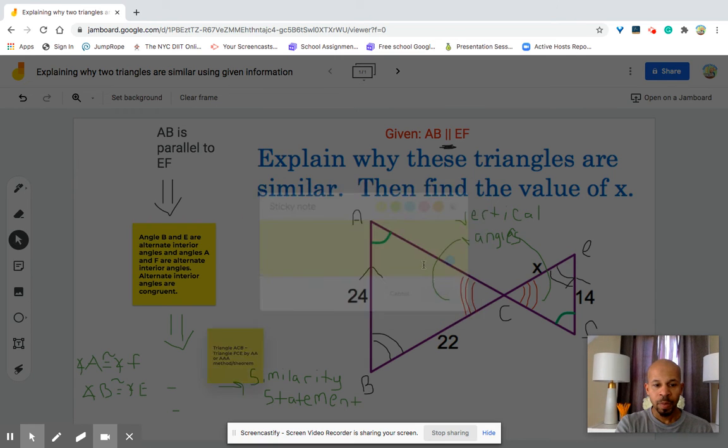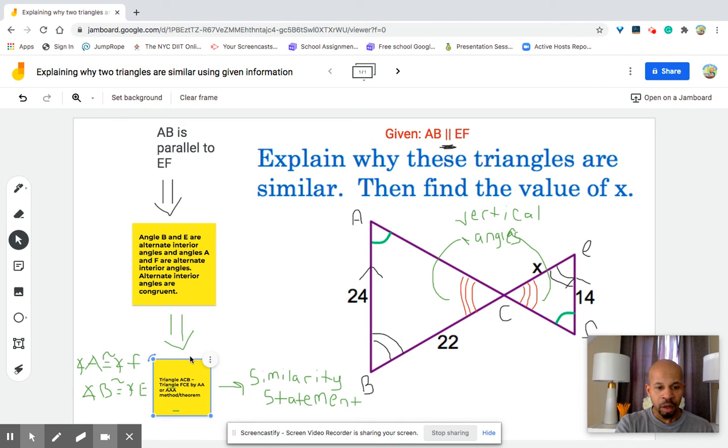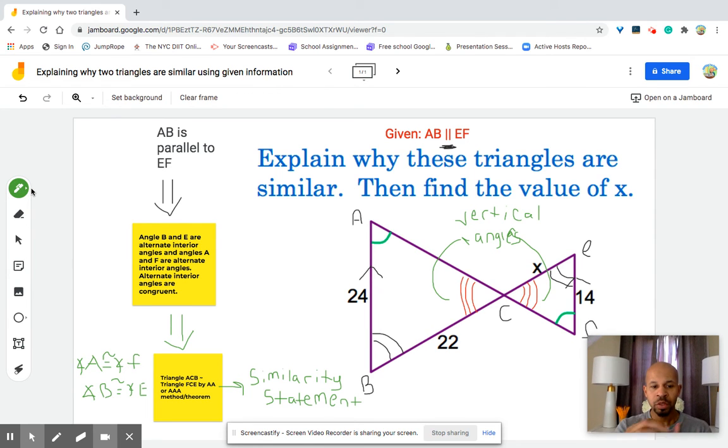All right. So I hope that makes sense. We covered 3 types of theorems. We covered AAA, we covered SAS, and we covered SSS, right? You want to use the given information to make a specific conclusion as to why the two triangles are similar. All right. So now notice they want you to find the value of x.